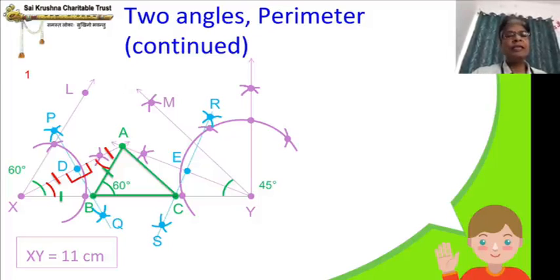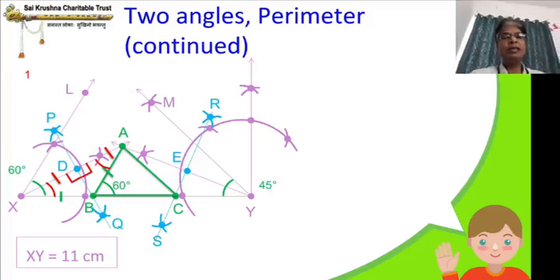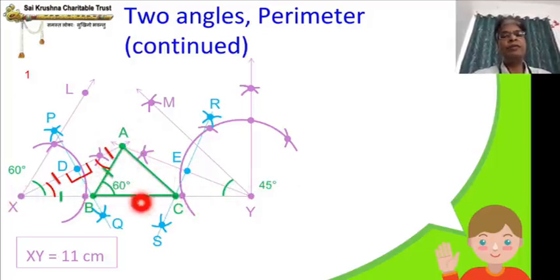Now let us see the perimeter. XB equals AB, CY equals AC. Therefore, XB plus BC plus CY together is equal to XY, because it is falling on the same line. Therefore, XB equals AB and YC equals AC, so AB plus BC plus CA equals 11 centimeters.